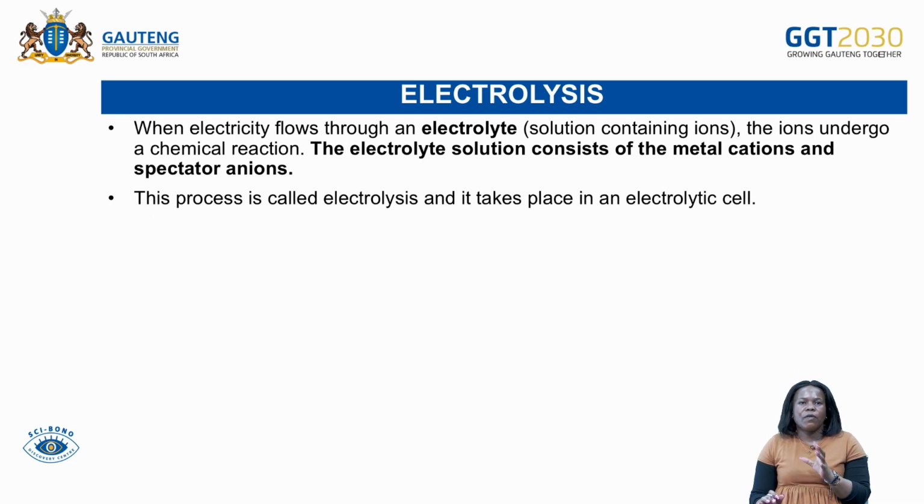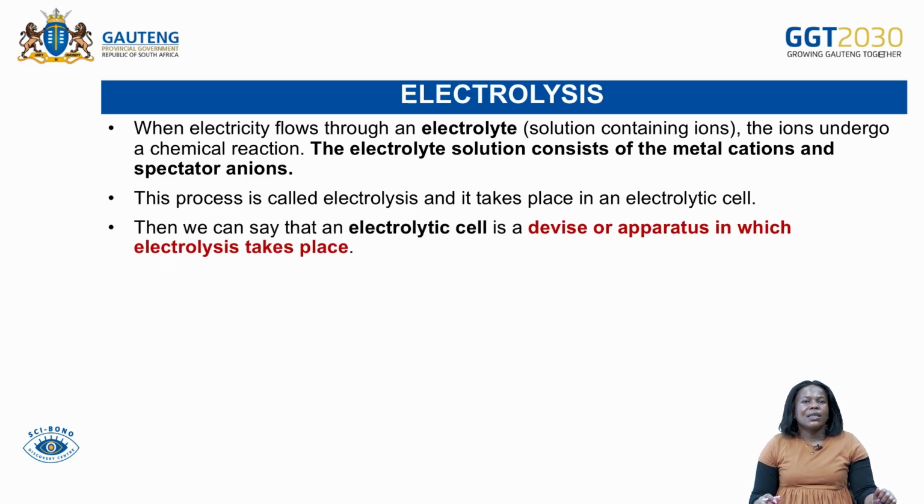Now, when electricity flows through an electrolyte, the ions undergo a chemical reaction, hence the decomposition. The electrolyte solution consists of metal cations and the spectator ions. The whole process of this salt being broken down into ions, your cations and your anions, is what we call electrolysis, which takes place in an electrolytic cell. So then we can say the electrolytic cell is a device in which the electrolysis takes place. See how we play around with these terms?